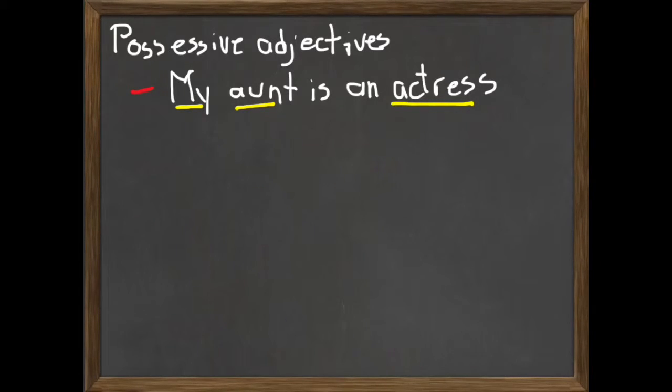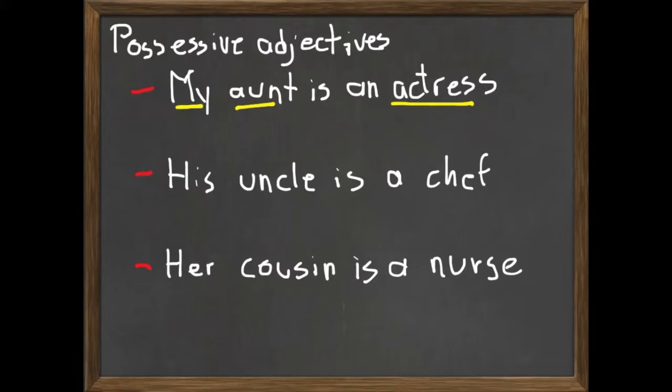Let's look at another example. His uncle is a chef. His is the possessive adjective for he. Earlier we mentioned that my is the possessive adjective for I. Uncle is my father or mother's brother. And chef is a person who works cooking.